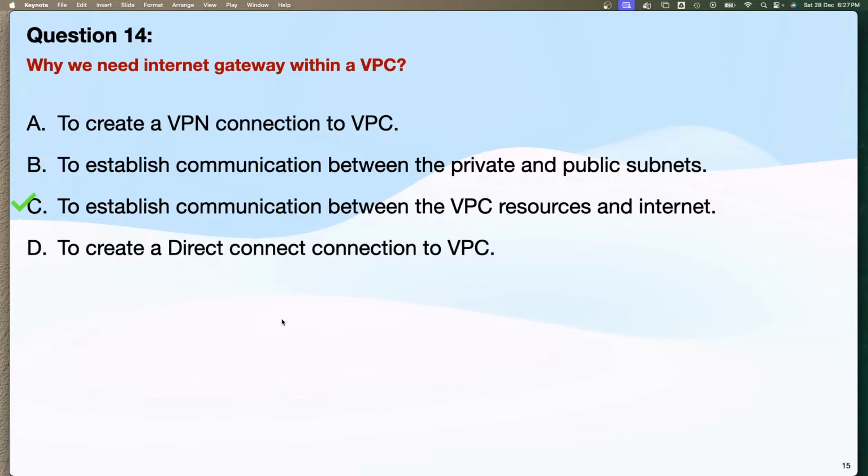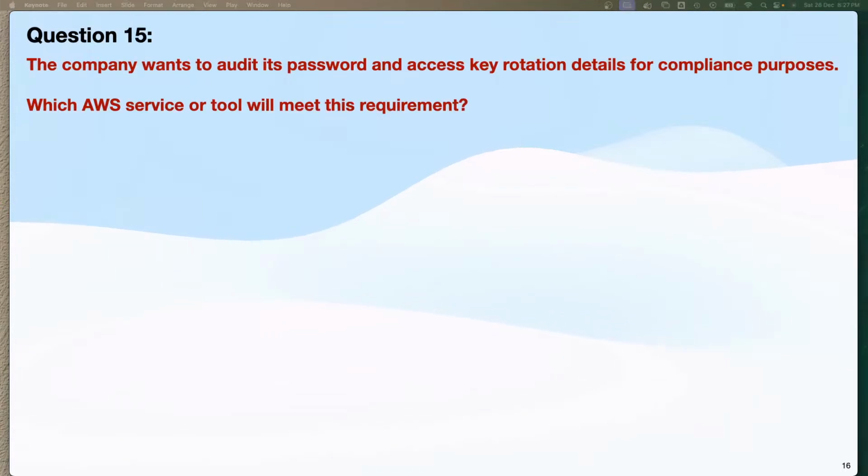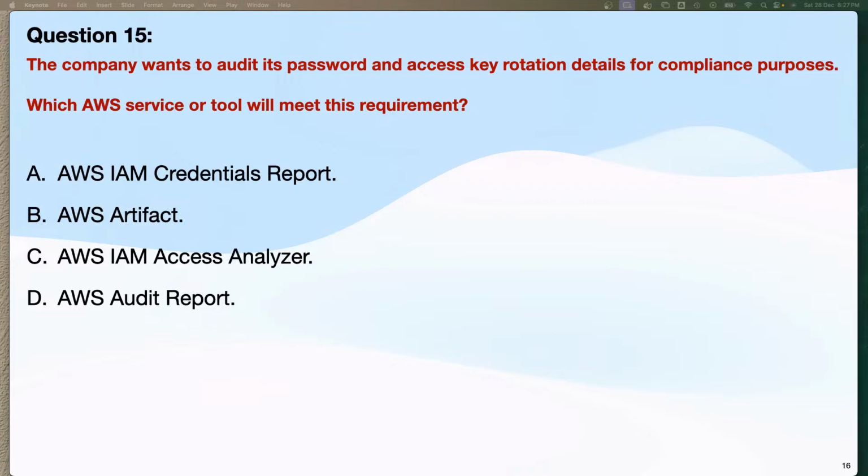So let me go to question number 15. The company wants to audit its password and access key rotation details for compliance purposes. Which AWS service or tool will meet the requirement? Again, in this question, they are looking for what feature or service of AWS will help you meet this. For question number 15, they wanted to audit. In AWS we have IAM, right? We discussed it. IAM is for Identity Access Management. All the users who log in to AWS are managed in AWS IAM.